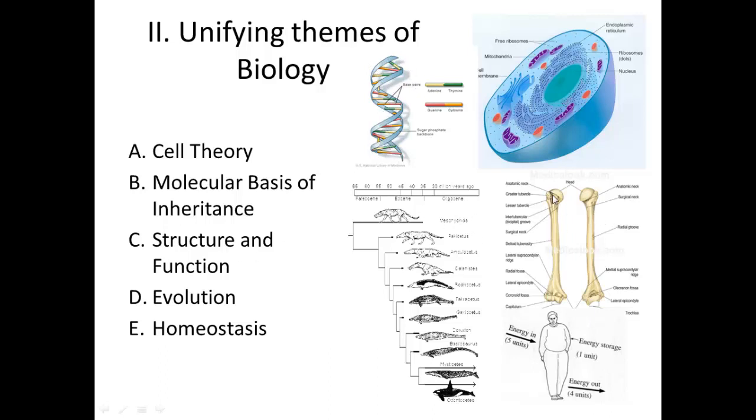The structure and function is that the structure of something relates to its function, and you can see that would be why this humerus, this bone in the arm, is shaped the way it is, because of the muscles that are attached to it and the function of those muscles. Finally, evolution. We have here the fossil record, which shows the different steps in the evolution of whales. And finally, we have homeostasis, where we have an internal environment where we can regulate internally to adjust for things externally.